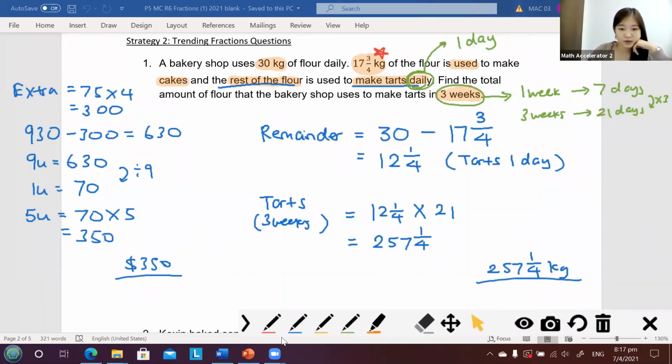Right, so one of you asked, you're not sure about the units here. What if they tell you, let's say, 3/5 of the flour is used to make cakes? What if I change this to 3/5? Can you do the same method? Yes or no? You type in the chat. If I change 17 3/4 kg to just 3/5, can you use the same method? Yes or no? Some say yes, some say no. Mixture.